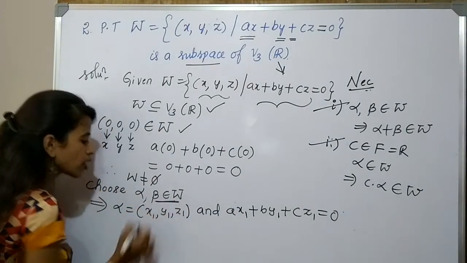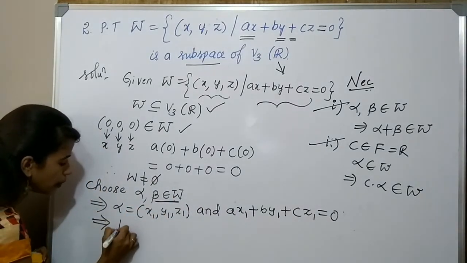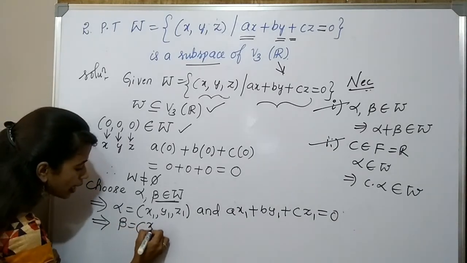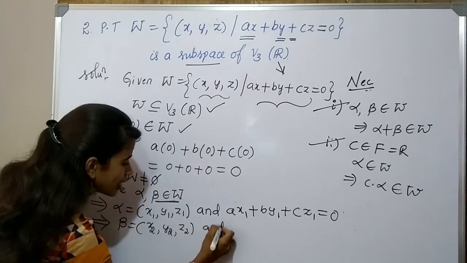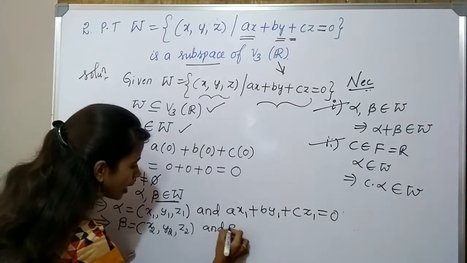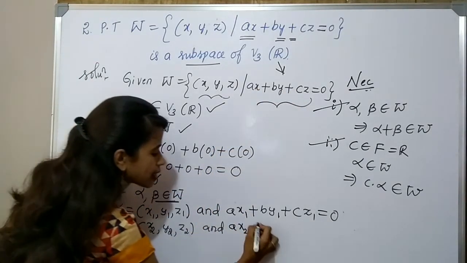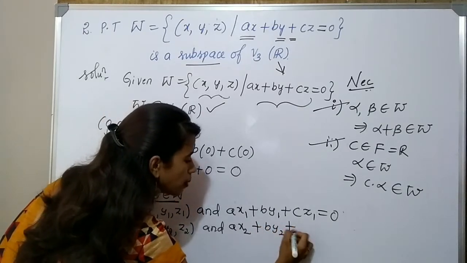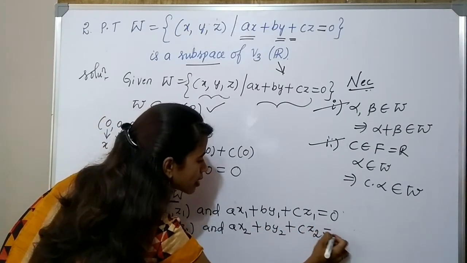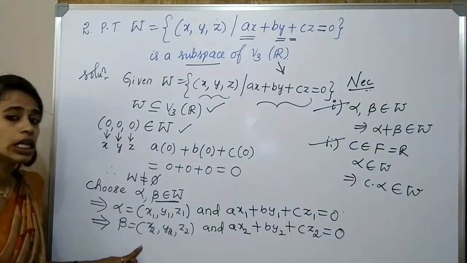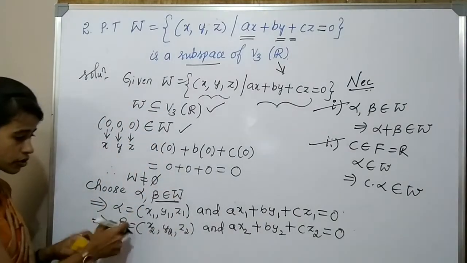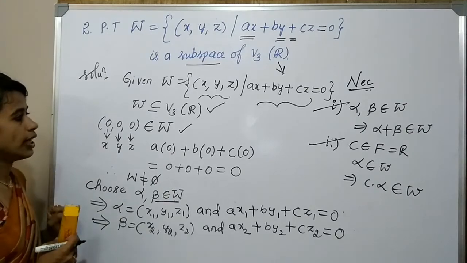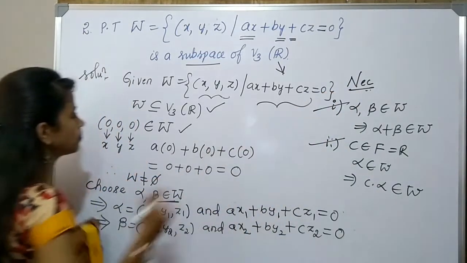Here beta also belongs to W. It means beta is also in the form x2, y2, z2. Not only that, it satisfies this condition: a into first coordinate plus b into second coordinate plus c into third coordinate, whose sum must be equal to 0. So that is what alpha and beta belonging to W refers to.